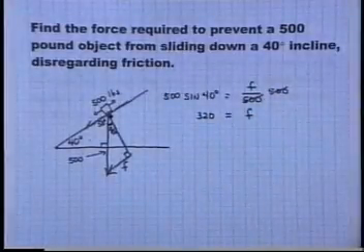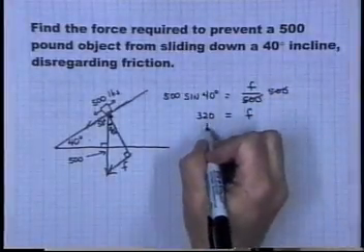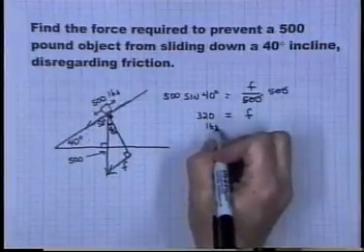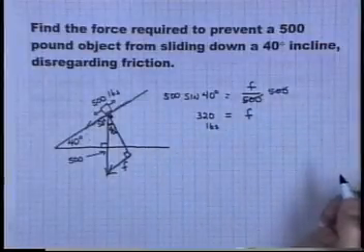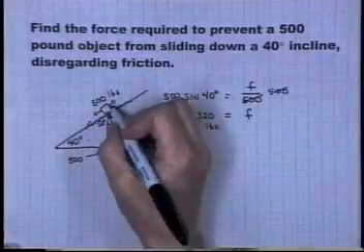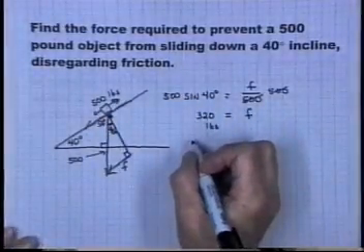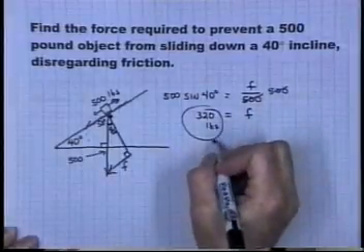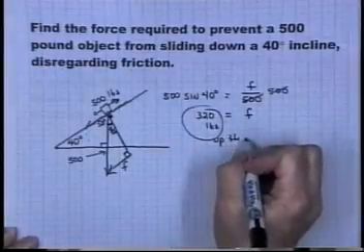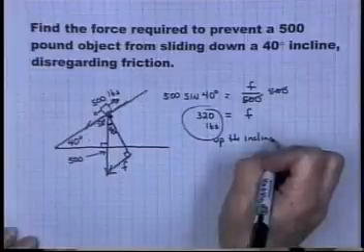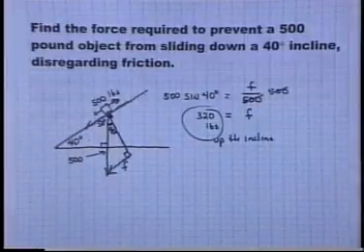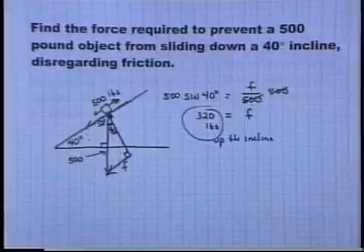Okay, for two significant digits, my force is about 320 pounds that I'm going to need to exert. And of course the force is going to need to go up the incline. So the force that I need is 320 pounds up the incline to counterbalance the force coming down the incline to keep that object from sliding.